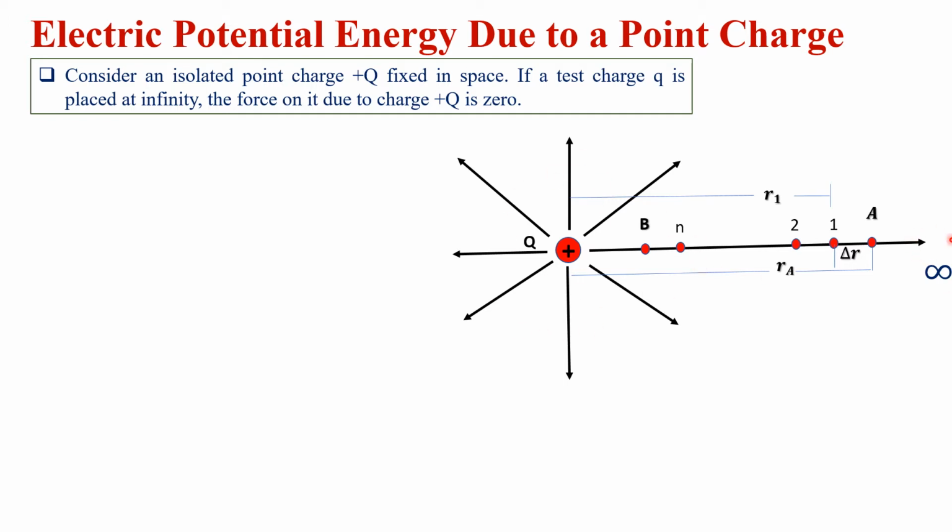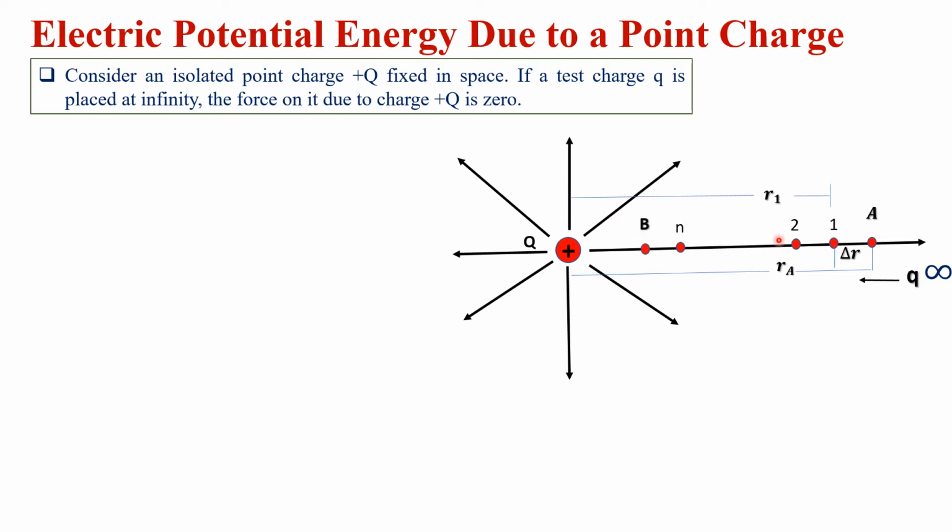Now we move this test charge from infinity to point A, so we do some work on this test charge. At point A, this test charge will experience some force due to this point charge because now it is near the field of this point charge. We have to calculate the electric potential energy at point B, so we divide the distance from point A to point B into small paths. These small paths are represented by point 1, point 2, point 3, point 4, point N and till point B.